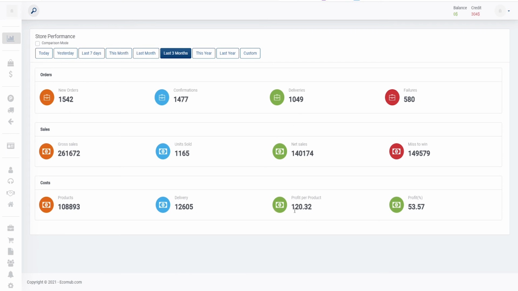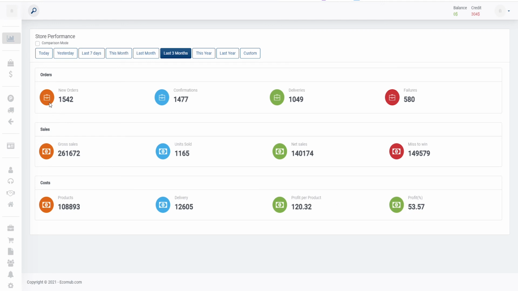Then you have the profit per product. You sold this number of products and it has generated this net sales, and this is the profit per product that you generated, and this is the percentage that you generated from the cost. So the gross sales, then the percentage that you generated out of it, which is the profit here.